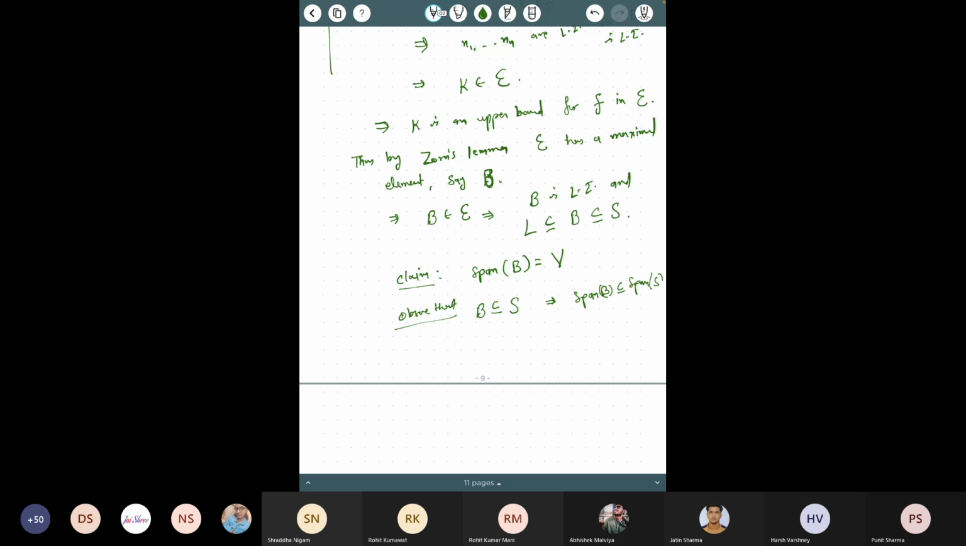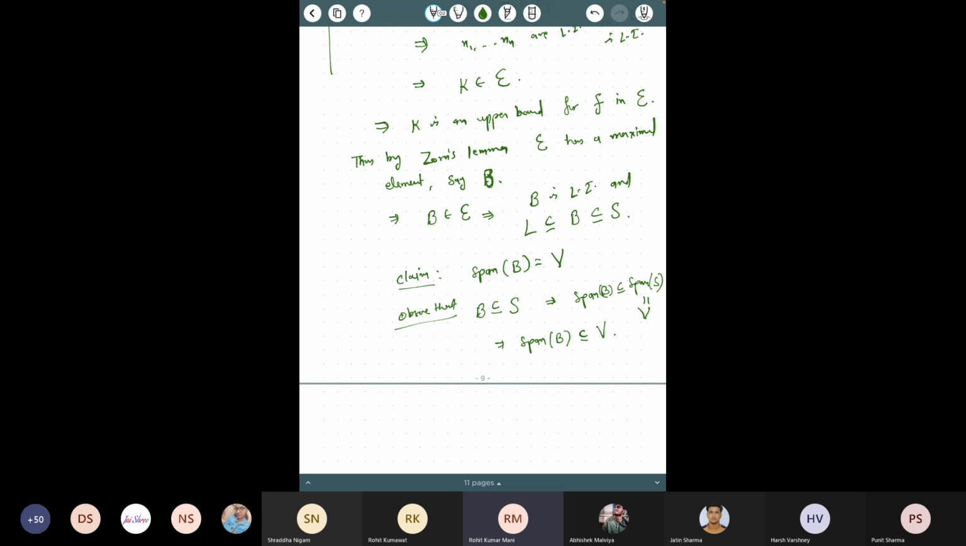You agree with this? Yes, sir. And span of S is equal to V. So this implies that one side inclusion is straightforward. Span of B is contained in V. We just have to show that V is contained in span of B, right?